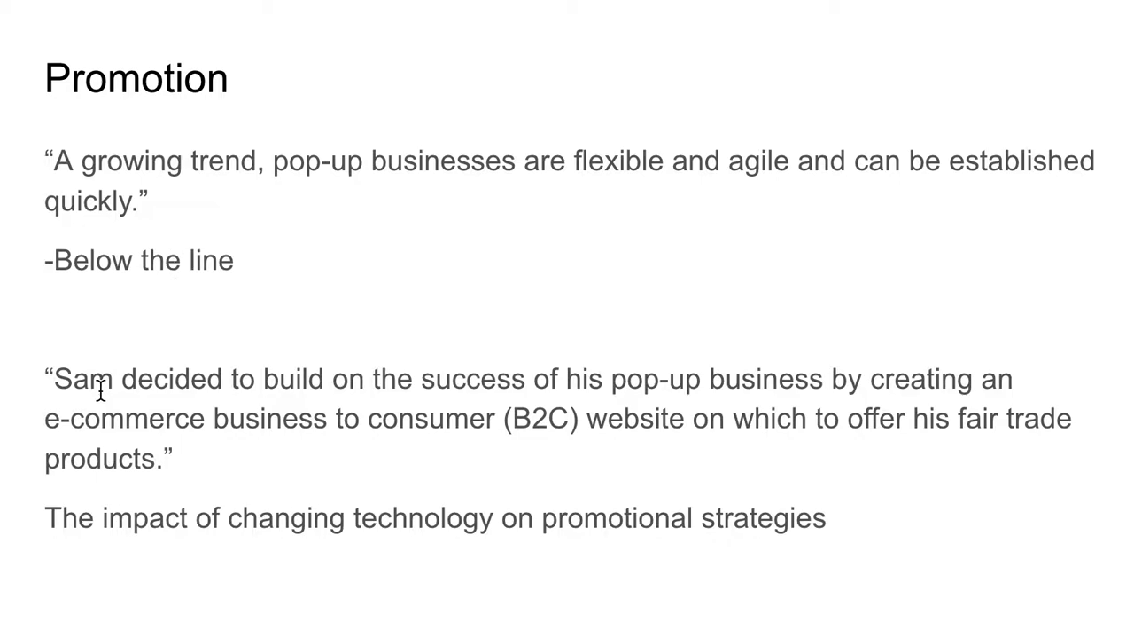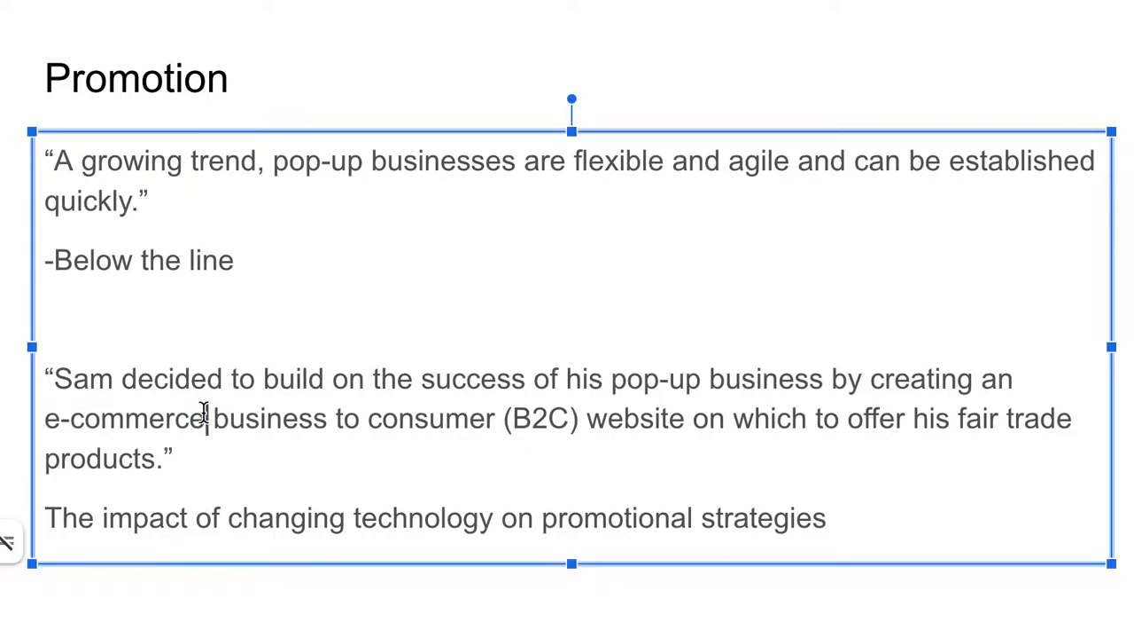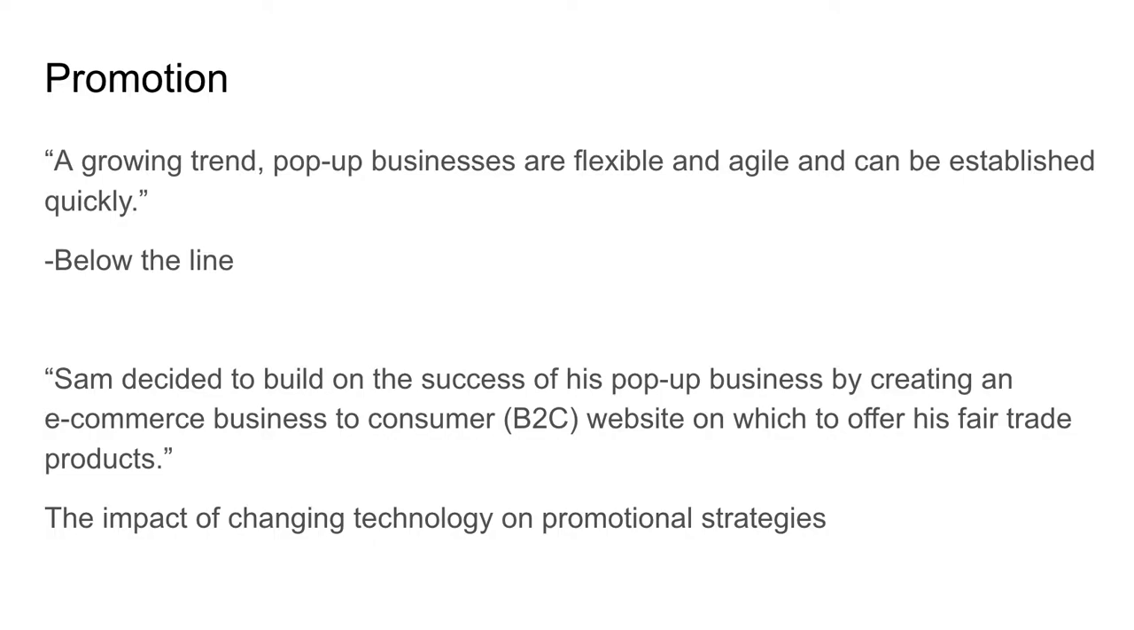And the other one, the character I just mentioned is called Sam. He has decided to build on the success of his pop-up store by creating an e-commerce business to customer website which offers his fair trade products. So you can see here, B2C, business to customer, is basically e-commerce where the company decides to go online to sell to the market and their products as well. So this has an interference with technology on how they further promote their products. Hence you can see the linkage of the promotional strategies to the section we have just covered, the impact of changing technology on promotional strategies.